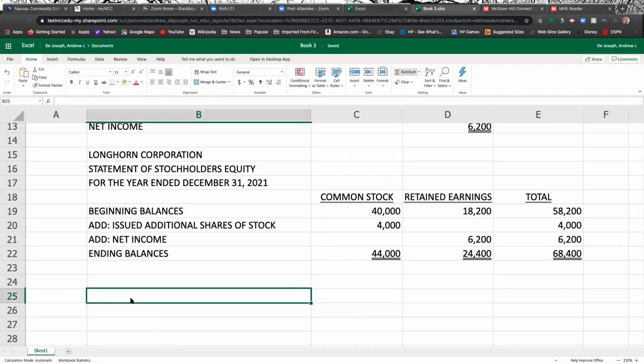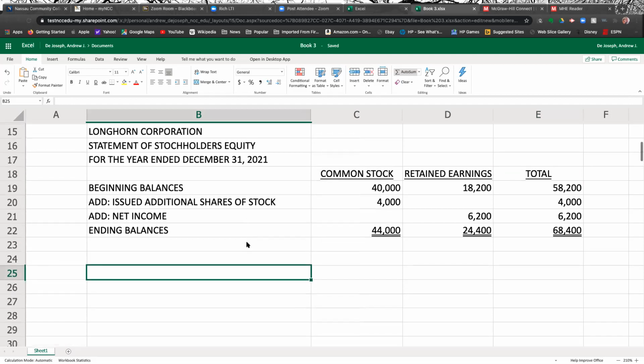Professor, I have a quick question. Yeah. All right, so when you do add issued additional shares of stock, what exactly are you supposed to write in for the homework? Are you supposed to just write stock? Just type in a few words and see what pops up. Something should pop up. The only thing that comes up when I write add is add net income. Okay, did you type in issued or additional shares? Did you type in something like that? Because it should come up.